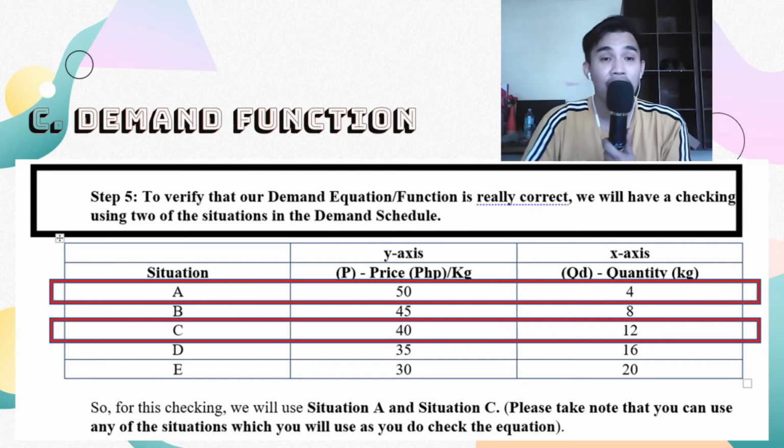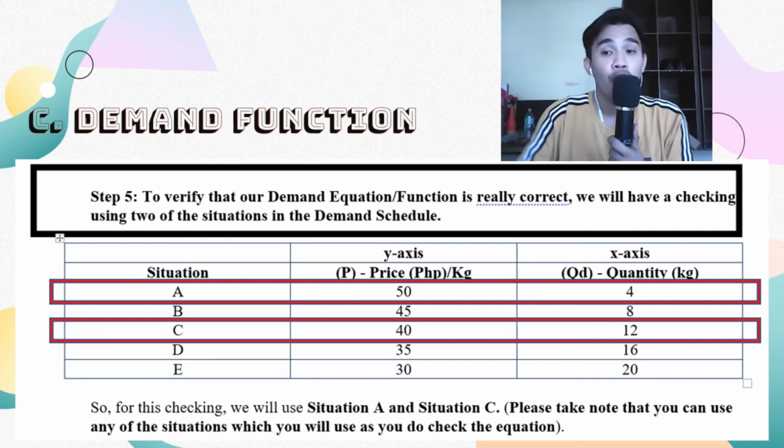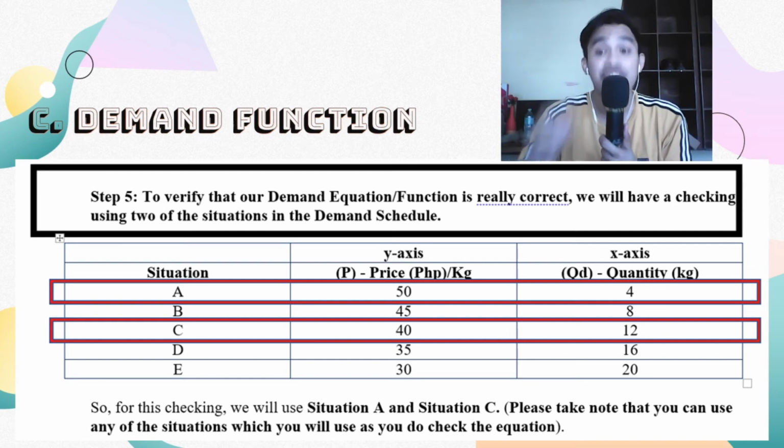Okay, so now we are already in our step number 5. For step number 5, to verify whether the final demand function is really correct, we are going to check it using two situations in our demand schedule. You are the one to choose which situations to use for the checking. It can be A and B, or A and C, or D and E, or B and D, as long as there are two, okay? This is for the checking.